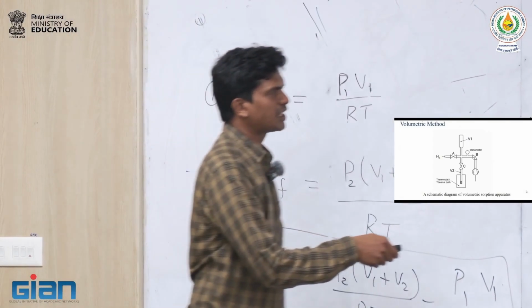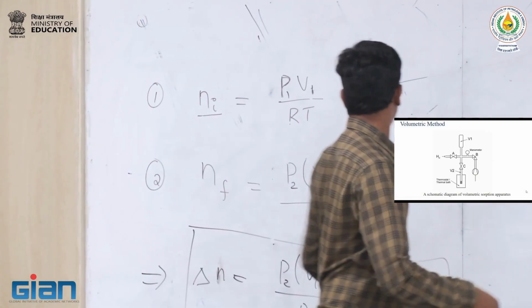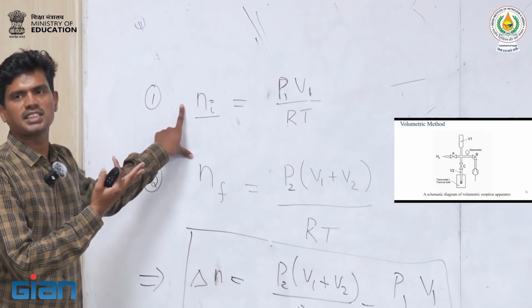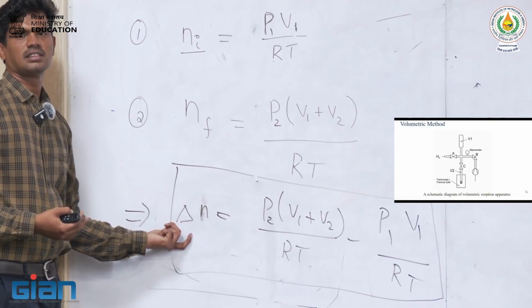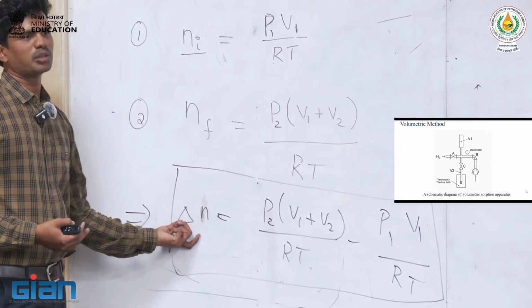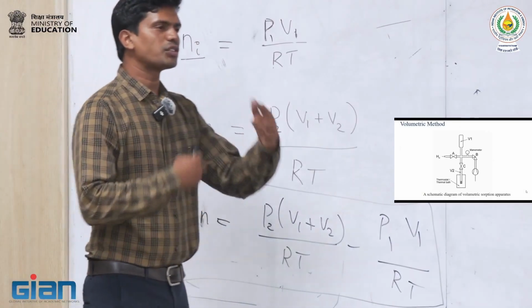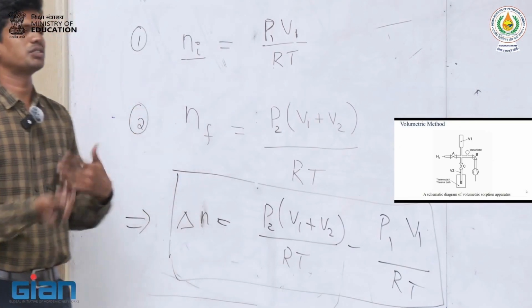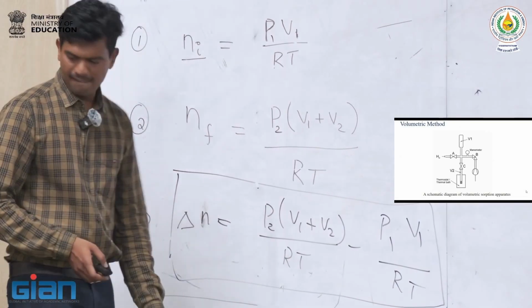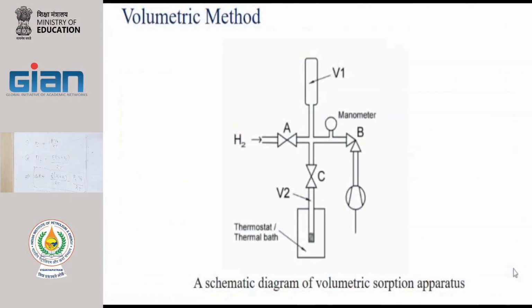If the gas molecule does not adsorb into the solid, these two are the same because the same gas is there. If it adsorbs, you will see a difference here. So this is the amount adsorbed, right? That you have to do for each pressure. You start with the initial pressure and then you have to do it. So this is the volumetric method.